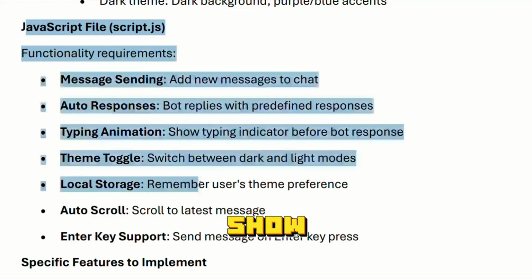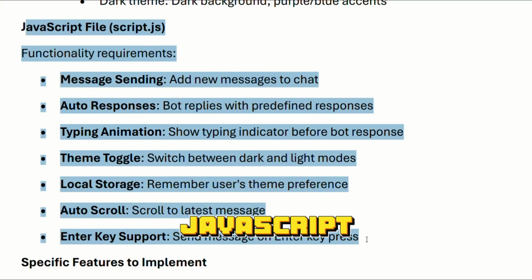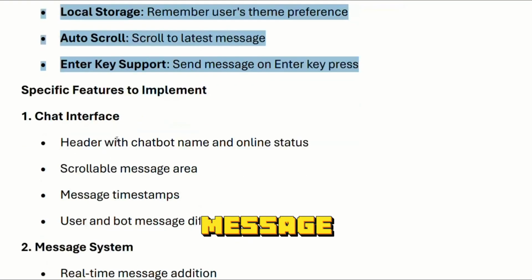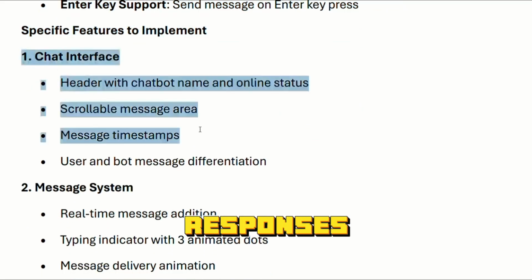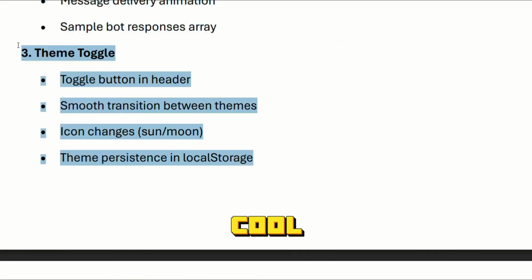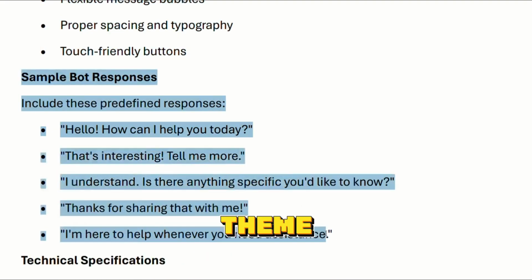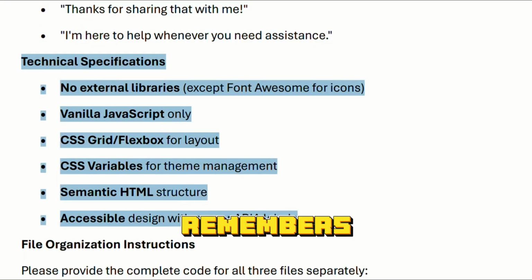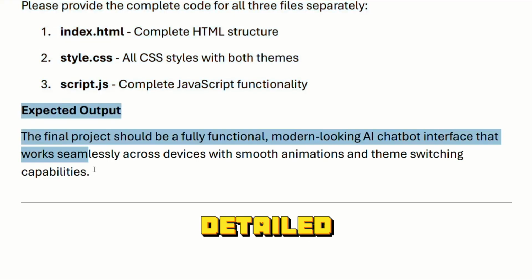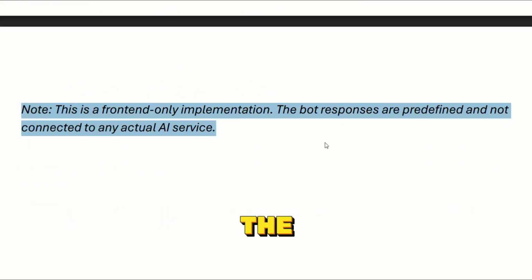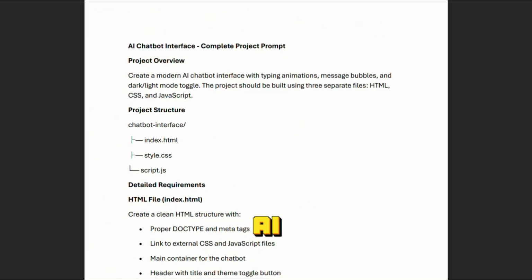Wow! And for JavaScript functionality: message sending system, auto responses from our bot, that cool typing animation, theme switching with memory. It remembers your preference. See how detailed this prompt is? That's the key to getting amazing results from AI.